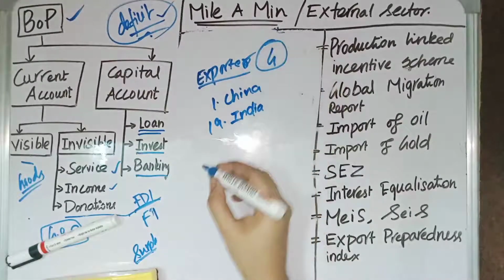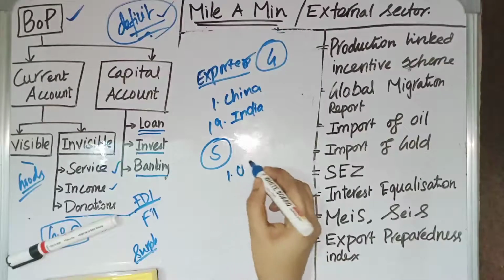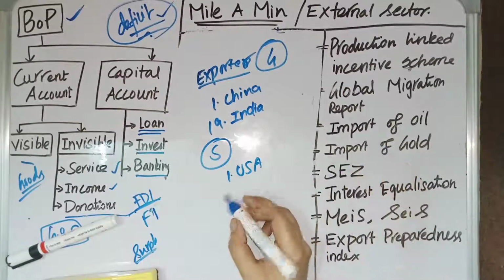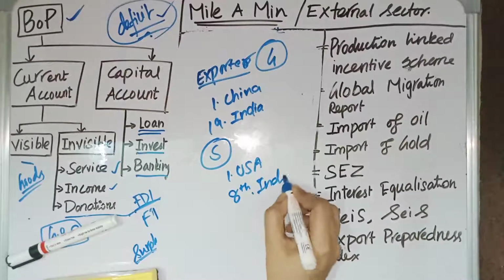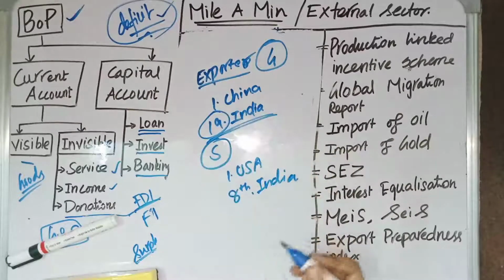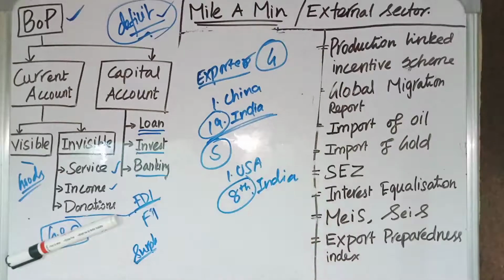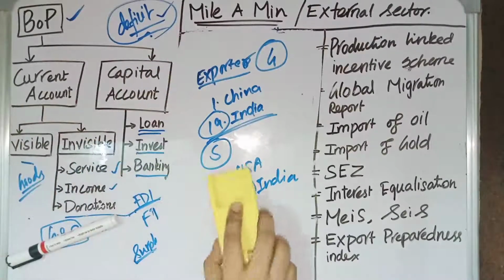Whereas the largest exporter of services in the world is USA. USA is the largest exporter of services, and India is in 8th position. It is okay, but comparing with goods, see, relating to goods exports we are in 19th position, but in services export we are in 8th position. So the largest exporter of goods is China, and the largest exporter of services is USA.